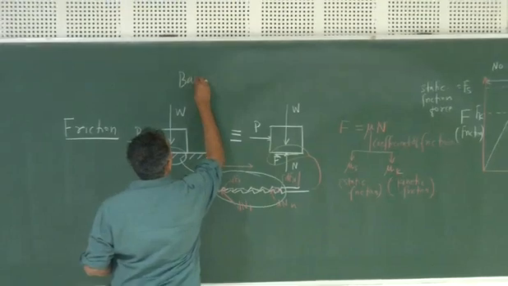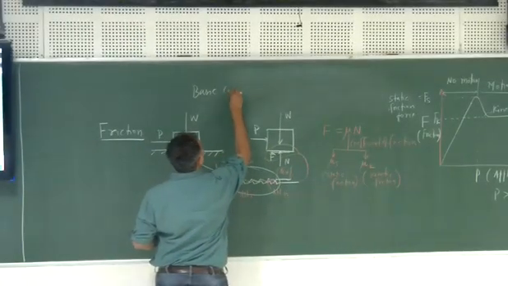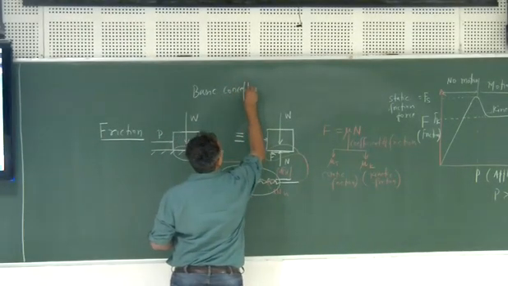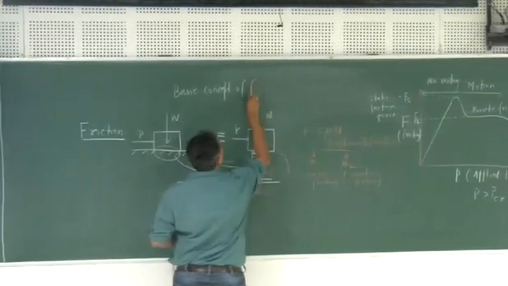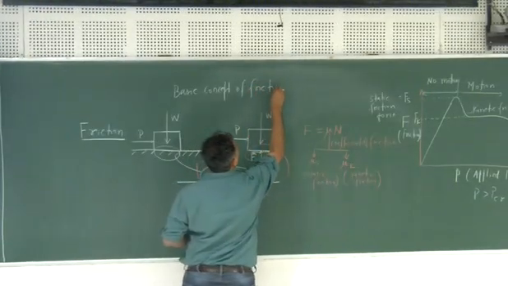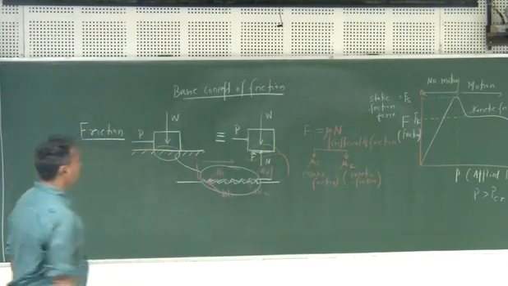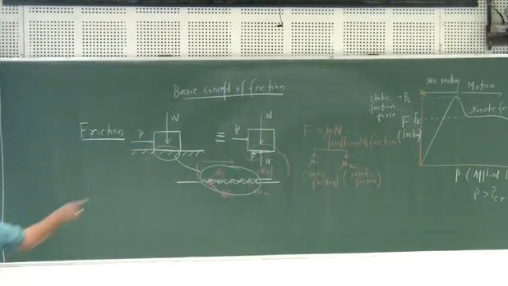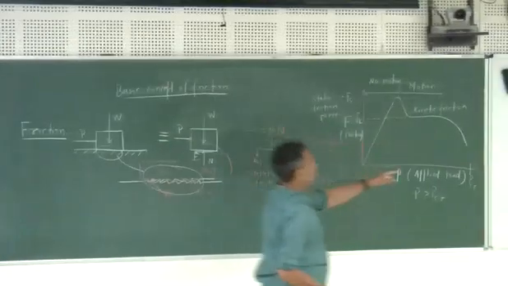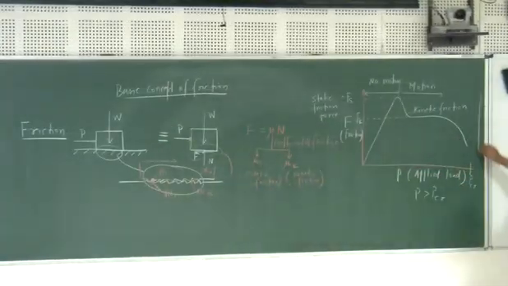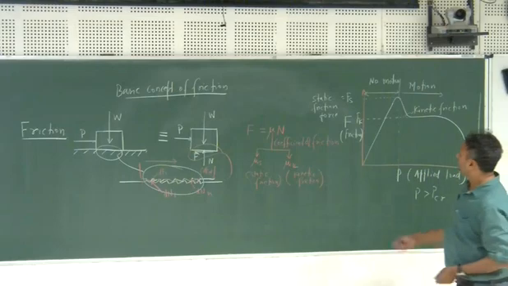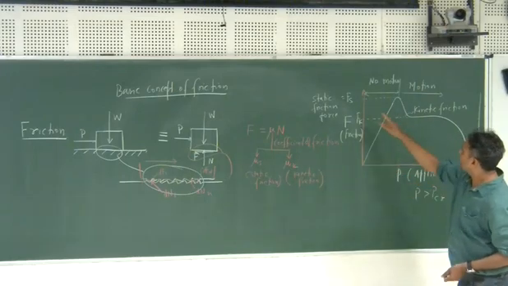Okay, so this is the basic concept of friction. Up to this point, what we remember is this mu s and mu k.